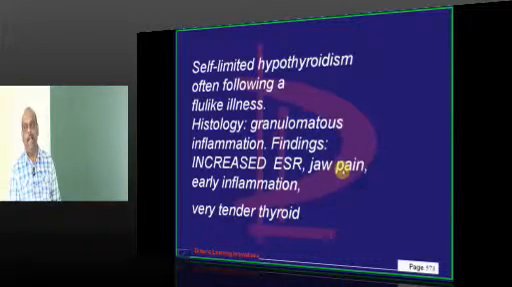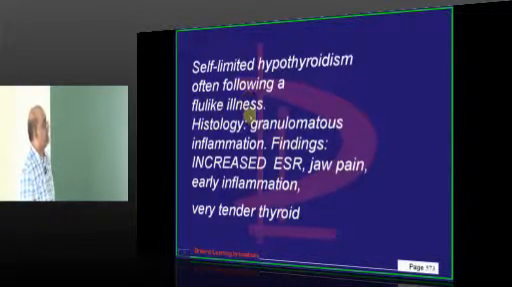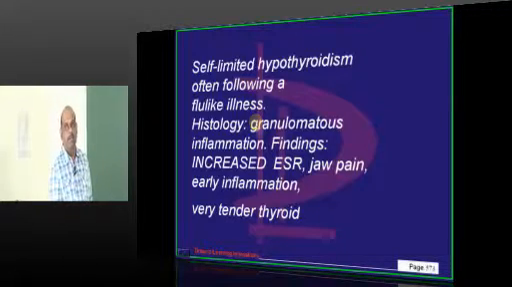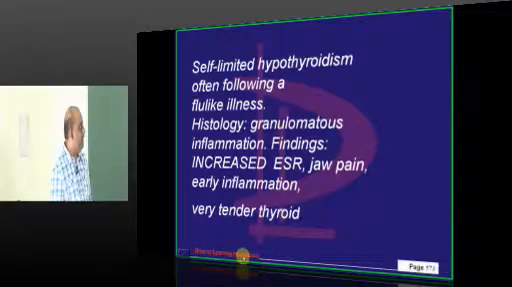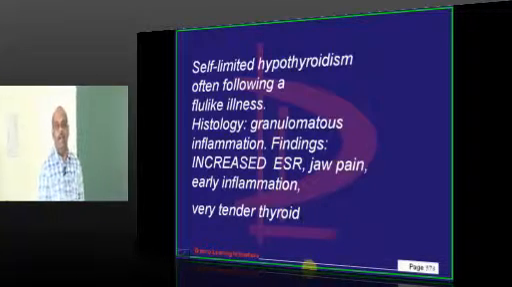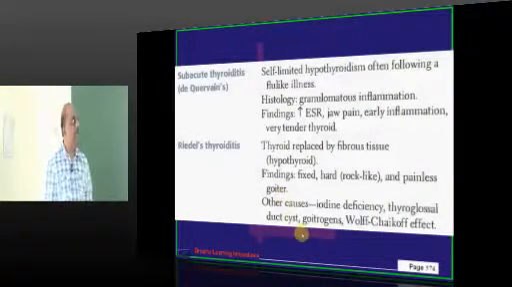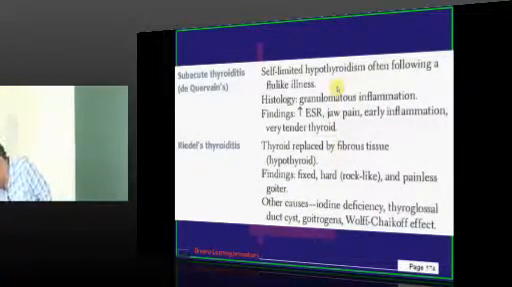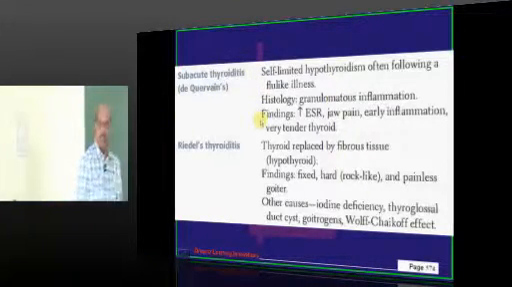Self-limited hypothyroidism it is. Which thyroiditis? Flu-like illness के बाद आएगा. Granulomatous inflammation will be there. High ESR will be there. Very tender thyroid will be there. Which thyroiditis? De Quervain? Very good. That is the answer we get even from our online students, which is called subacute thyroiditis.